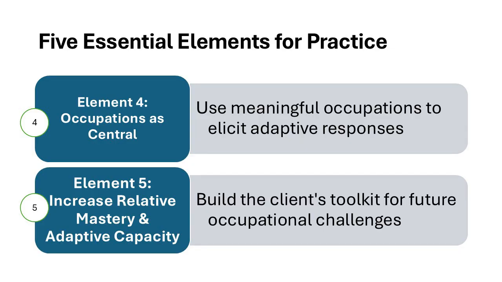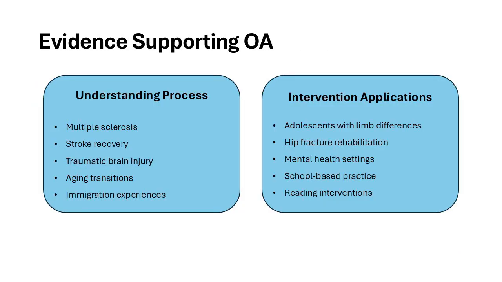When you look at the evidence the source mentions, it's used everywhere. Like where? Well, for just understanding the internal adaptation process, think about big life changes. Coping with MS, stroke recovery, TBI, just the process of aging, even the huge adaptation involved in immigration. OA helps explain the identity shifts people go through. That makes sense. And for actual intervention. Also super diverse, working with teens who have limb differences, rehab after hip fractures, mental health settings, school-based OT, even things like reading interventions. If the goal is helping someone master life roles and build capacity, OA fits.